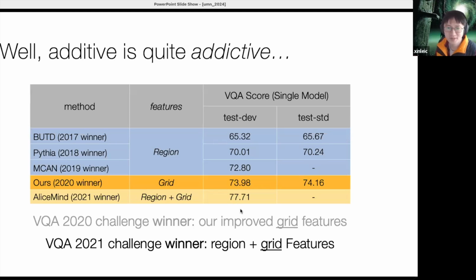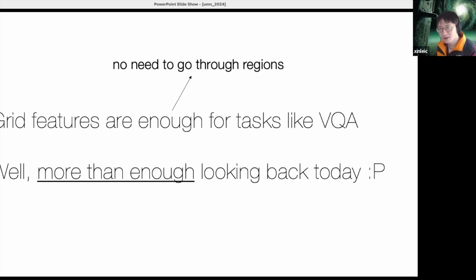So additive research is still the winner in the end. It's also quite addictive to the community. But we are happy that we found an alternative approach, and it also contributed to the last VQA challenge winner. So the takeaway is that grid features are enough for tasks like VQA. So there's no need to go through regions with our research.